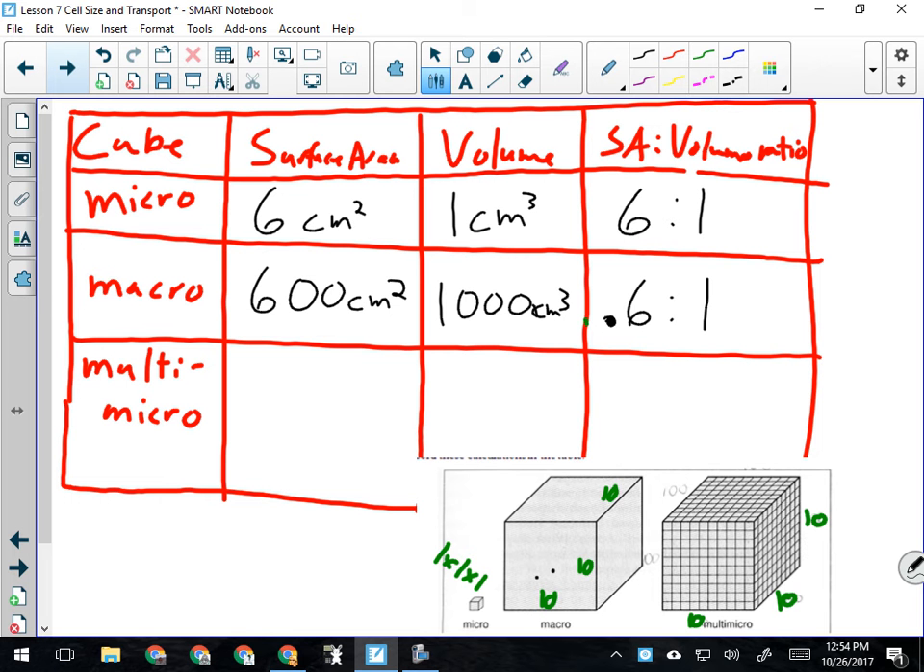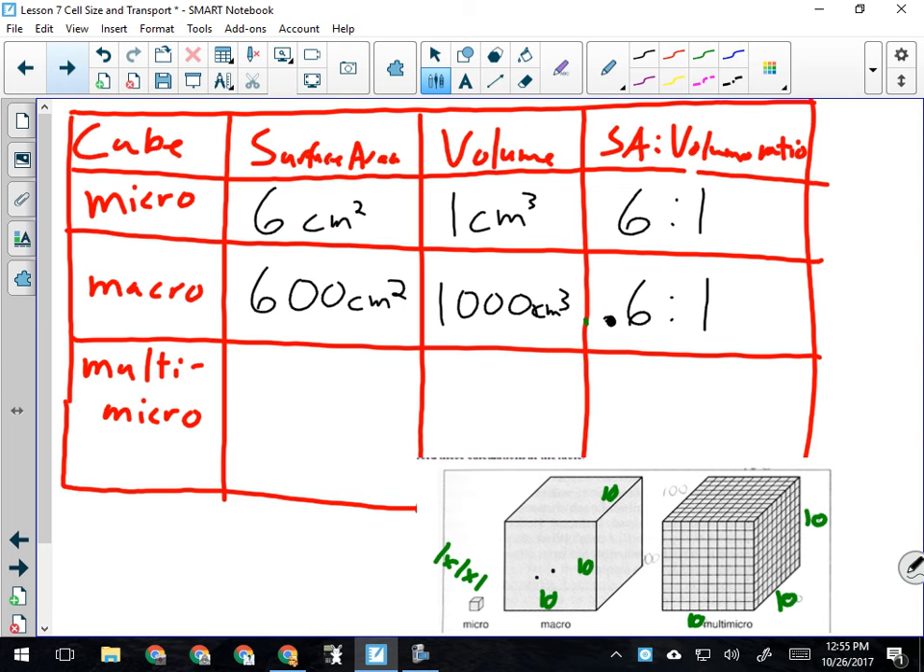All right, then I've got to do this for multi-micro. Now, here's the thing about multi-micro. It's not one cube, it's many. How many? It's multi-micro. So there's 10 by 10 by 10 little cells. So how many little cells are in here? 10 by 10 by 10. There's 1,000 micros in here. Okay, 1,000 micros in there.